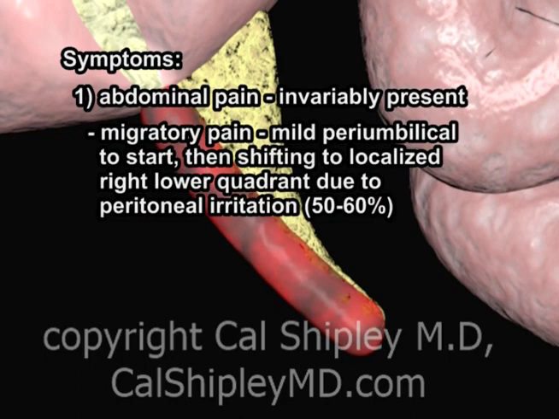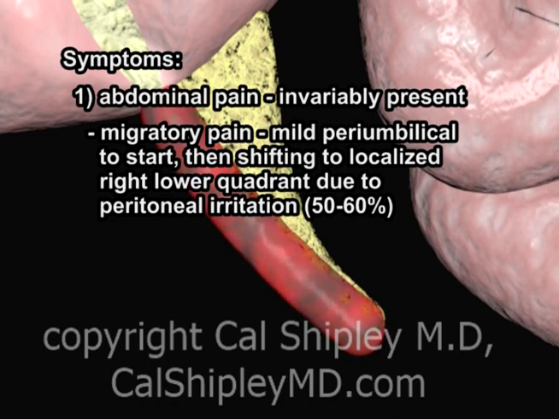The classic presentation is that of migratory pain. Because the appendix shares nervous pathways with the mid-abdominal viscera, and because these pathways lack somatic pain fibers, the onset of symptoms may be a vague discomfort in the mid-abdominal periumbilical region. At this stage, patients will often ascribe the symptoms to a mild case of indigestion.